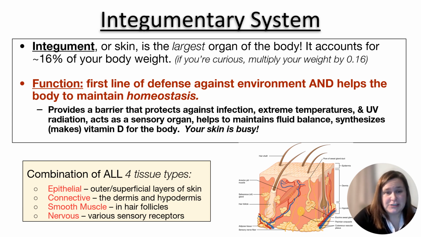It is a combination of all four tissue types. Within the skin, we see epithelial tissue, which if you remember is the outer superficial layers of skin. We also see connective tissue, which is going to be seen in our dermis and hypodermis. We see smooth muscle in those hair follicles. And we also have nervous tissue because we have sensory receptors running all through our skin, right? That's how we get these sensations of pain sometimes that we get.